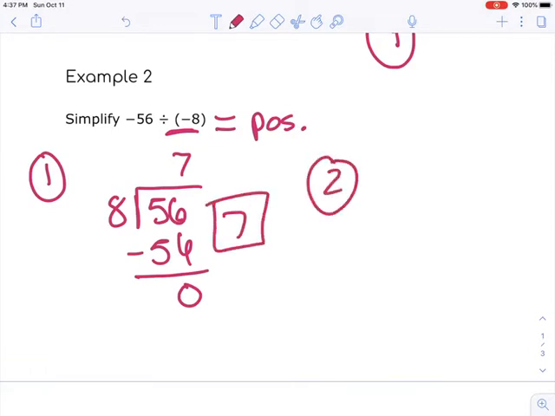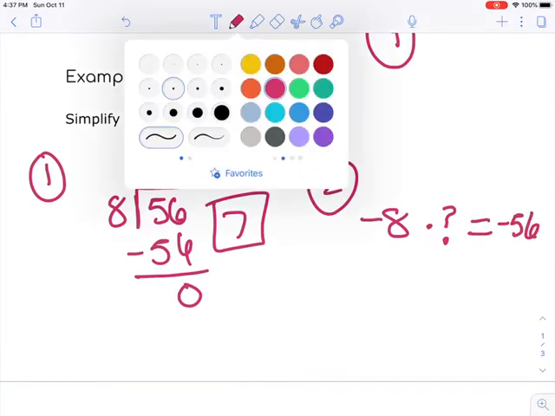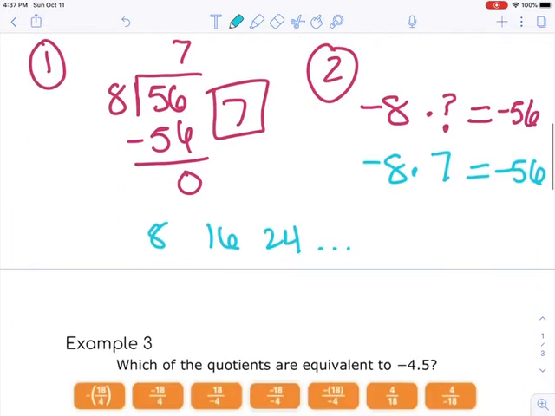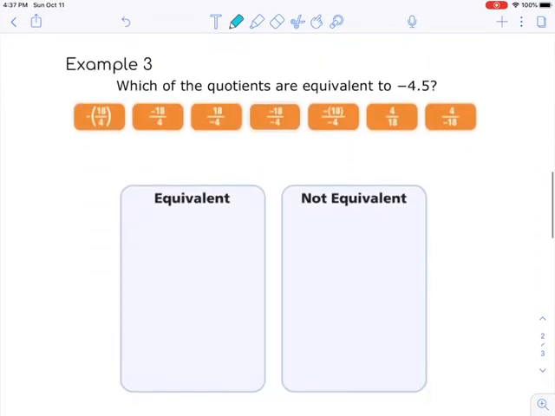The second way that you could do this, again, is to think about what times negative 8 equals negative 56. Again, if you're not sure here, you can start counting up by 8s. You could do 8, 16, 24, all the way until you get to 56. So negative 8 times positive 7 is going to equal negative 56. So either way, you would get your answer of positive 7. All right, let's try another one.